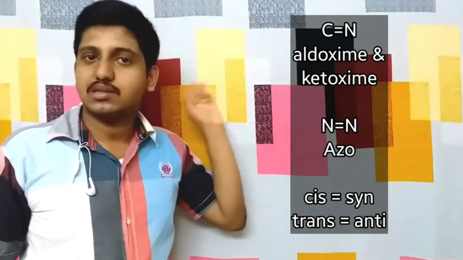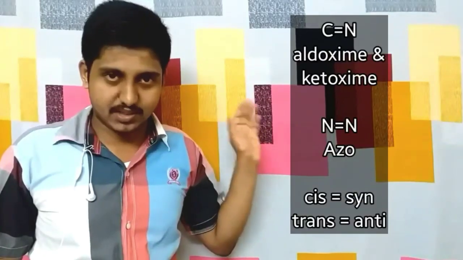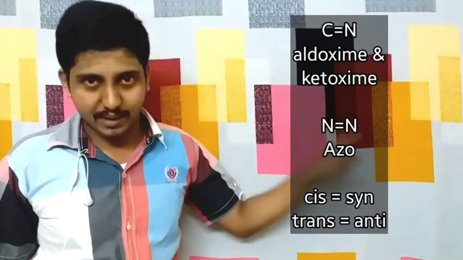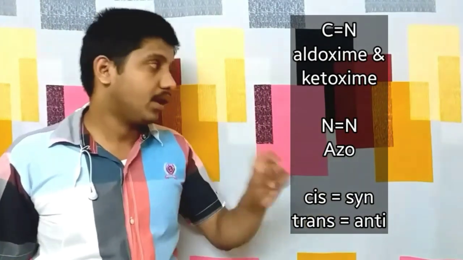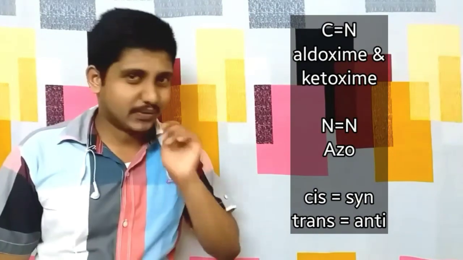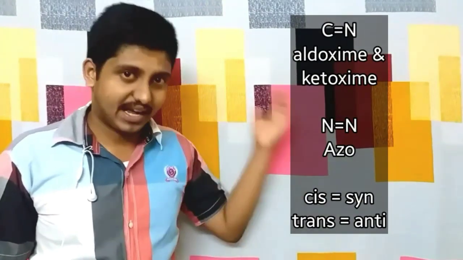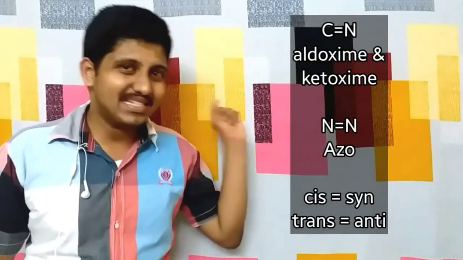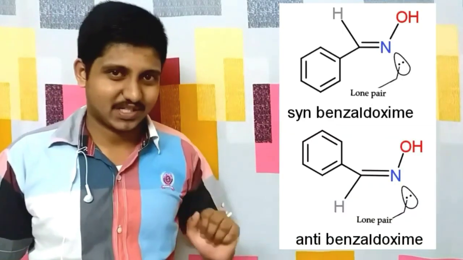Which compounds have C double bond N? We have aldoximes and ketoximes. Just like in aldoximes and ketoximes, we have C double bond N bonds, similarly we will have N double bond N bonds in azo compounds. We can see their naming with a few examples. The examples here are benzaldoxime and azobenzene.